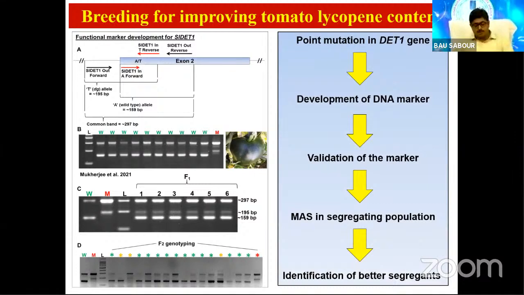So the strategy that we have taken is the point mutation in the det1 gene. We developed a perfect DNA based marker. We validated the marker. We adopted marker assisted selection in segregating population for the identification of better segregants.